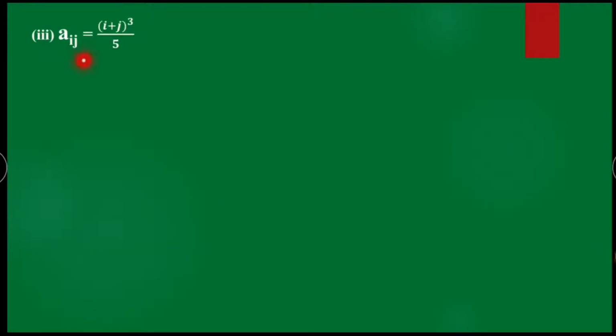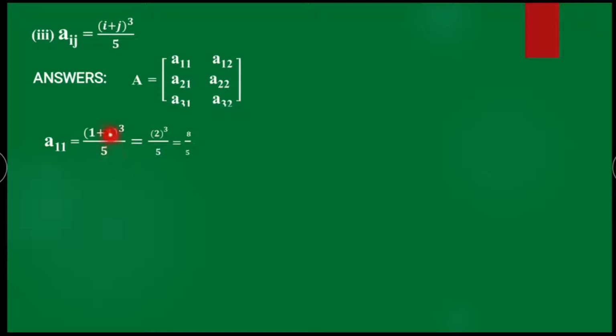Third sub question, aij equals to (i plus j) bracket cube upon 5. So first we write in answer the given matrix A equals to A11, A12, A21, A22, A31, A32. So first we find A11 by replacing i by 1, j by 1. So in numerator we get 1 plus 1 bracket cube upon 5. So 1 plus 1 is 2. So we write 2 cube upon 5, which is 8 by 5.